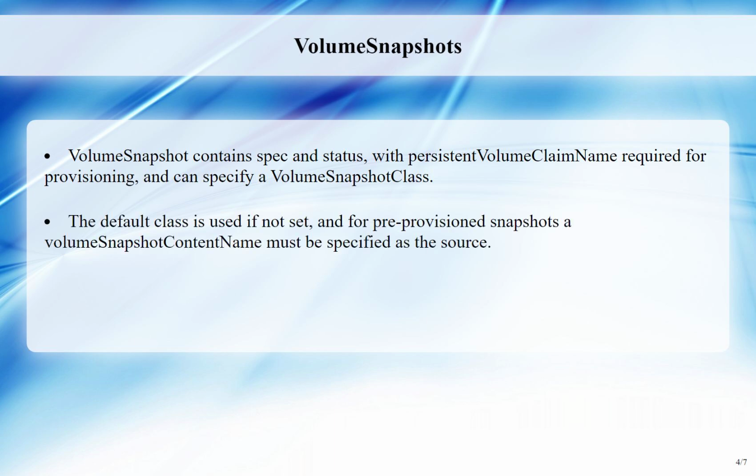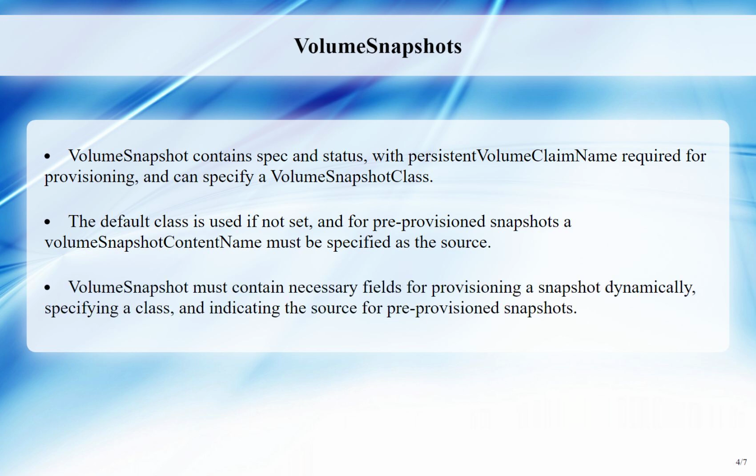If nothing is set, the default class is used if available. For pre-provisioned snapshots, specifying a volume snapshot content name as the source is necessary. This field is required for pre-provisioned snapshots. In summary, volume snapshot contains necessary fields for dynamically provisioning a snapshot, requesting a specific class, and specifying the source for pre-provisioned snapshots.